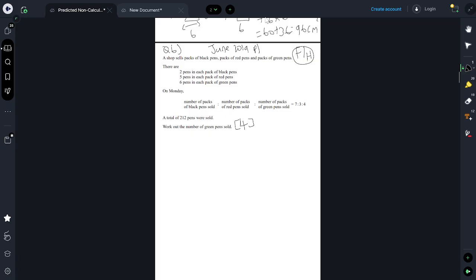A total of 210 pens were sold. Work out how many green pens are sold. So there's important distinctions to make here. What they told us here is how many pens in each pack. So this is just how many pens there are. This is telling us how many packs were sold. So you need to distinguish between the number of pens and the number of packs.